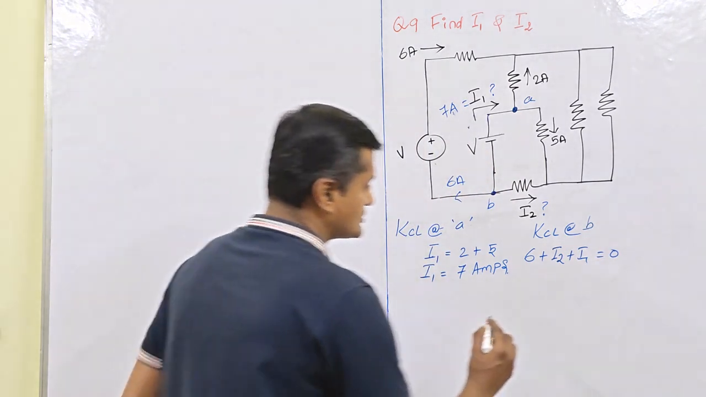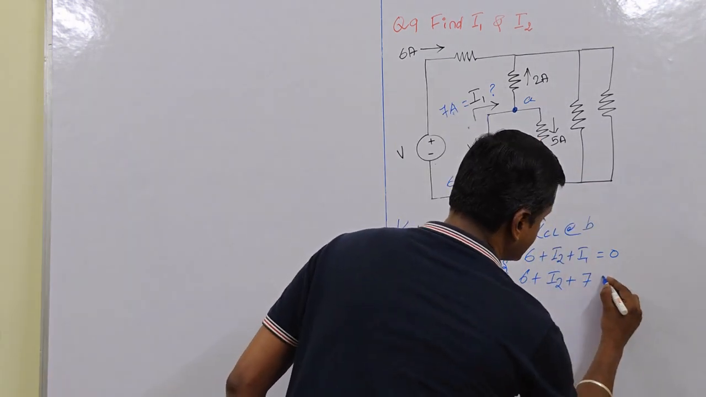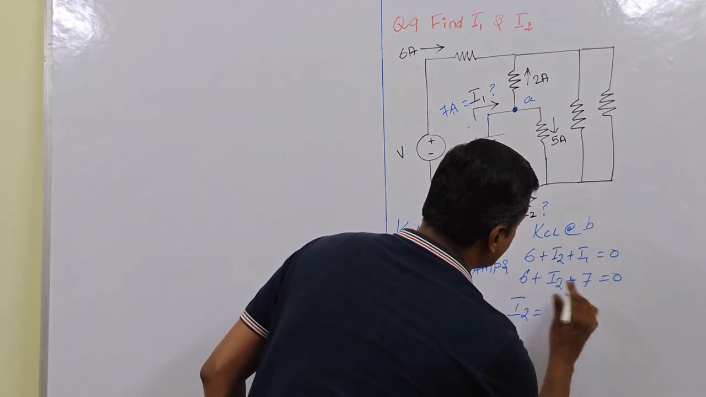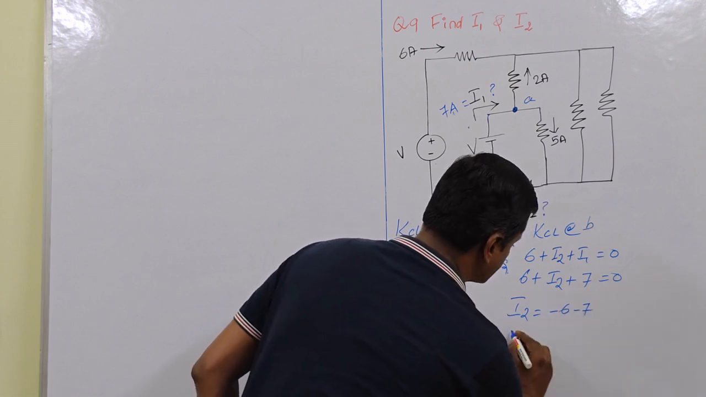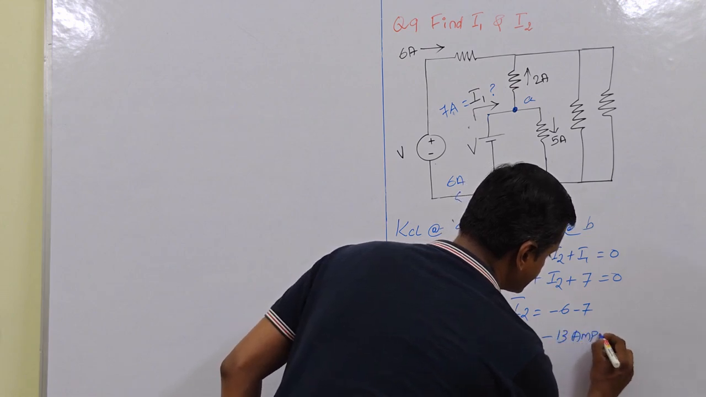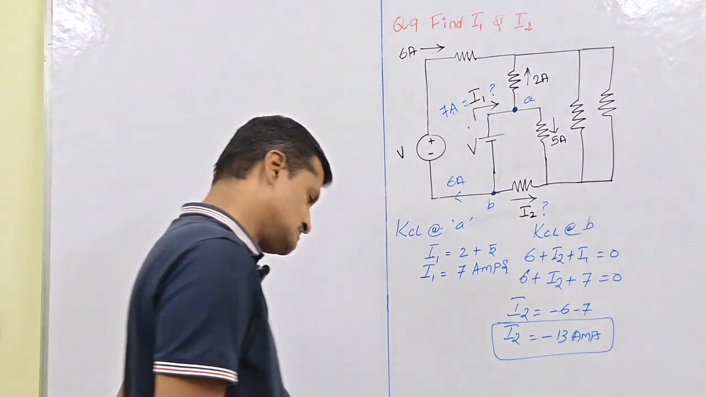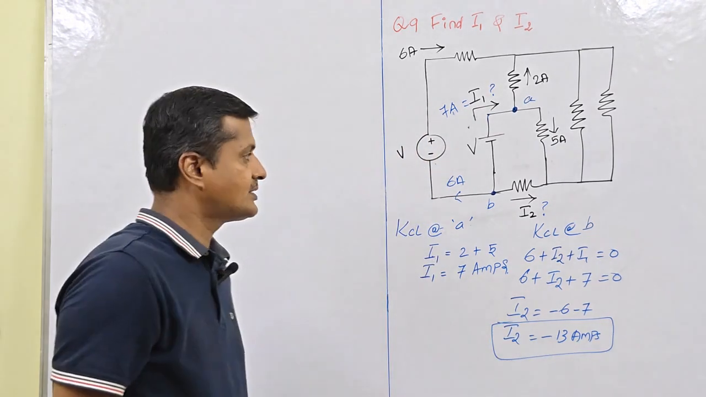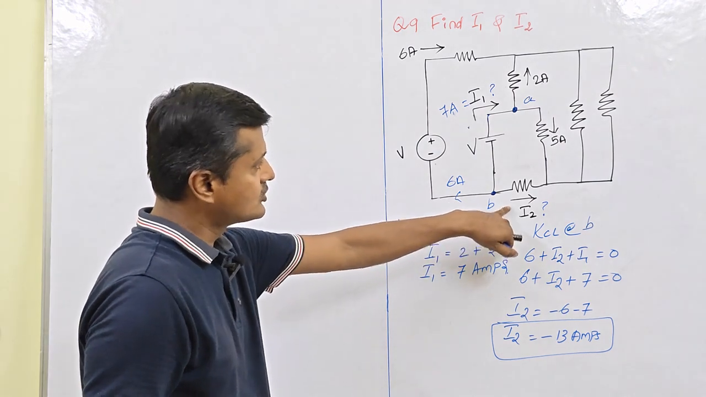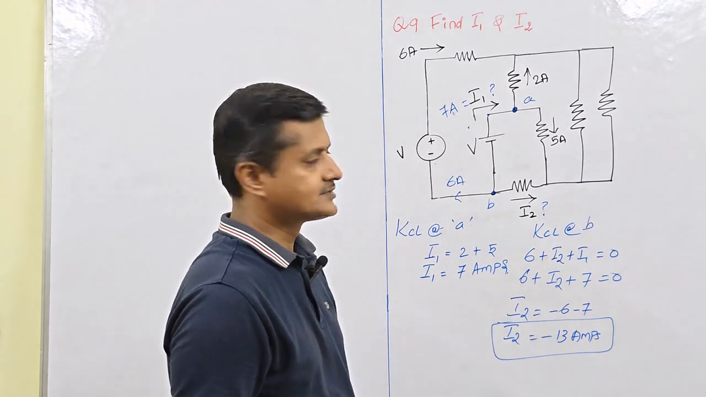So what is the value of I1? So 6 plus I2 plus 7 equal to 0. What is the value of I2? I2 is equal to minus 6 minus 7. So I2 equals minus 13 amps, right? Here applying, 6 amps outgoing, I2 outgoing, I1 outgoing, all outgoing equal to 0. So solving, we can get I2 equal to minus 13 amps, right?